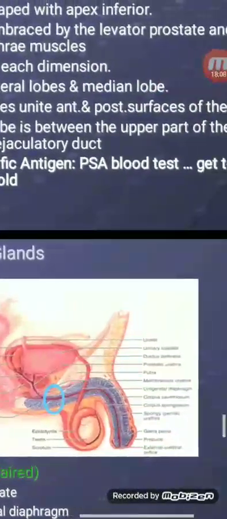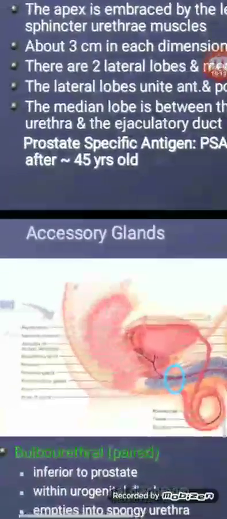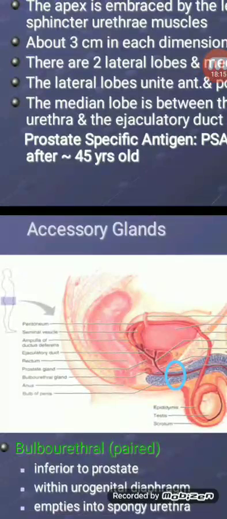Prostate-specific antigen. The prostate-specific antigen blood test is done for everyone above 45 years old. It is indicative of cancer of the prostate if it increases.